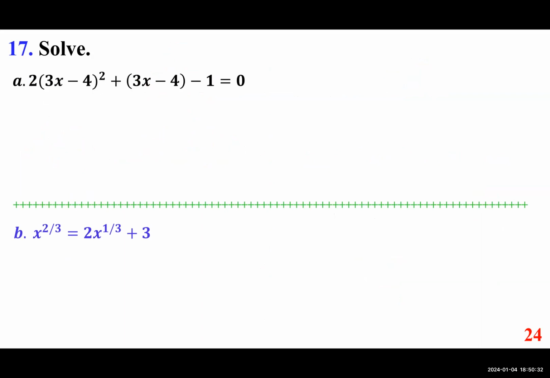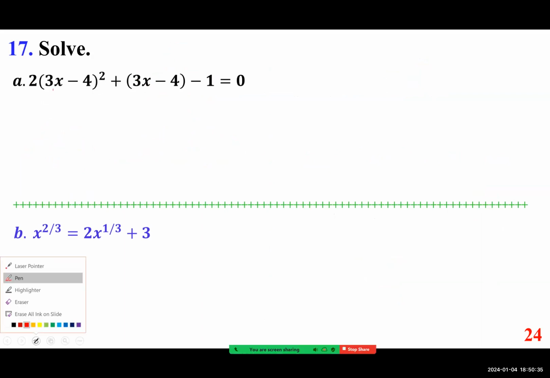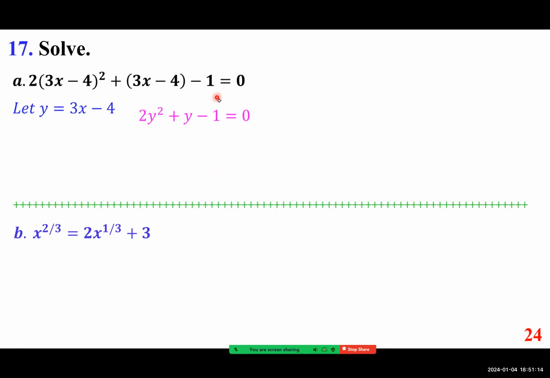All right, we want to solve this: 2 times (3x minus 4) quantity squared plus (3x minus 4) minus 1. We could raise this to the power of 2, multiply by 2, and then combine like terms. However, an easier way would be by substitution. Because we notice these two are identical, we're going to let 3x minus 4 be represented by a variable other than x. You can use anything you want. So let it be y. If this is y, this is 2y squared, this is plus y minus 1. And this we know how to factor.